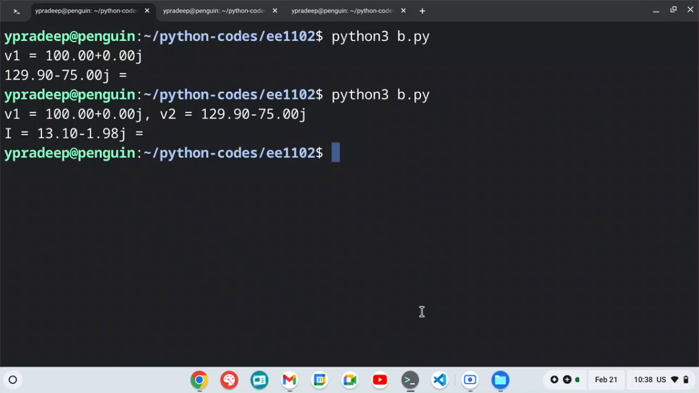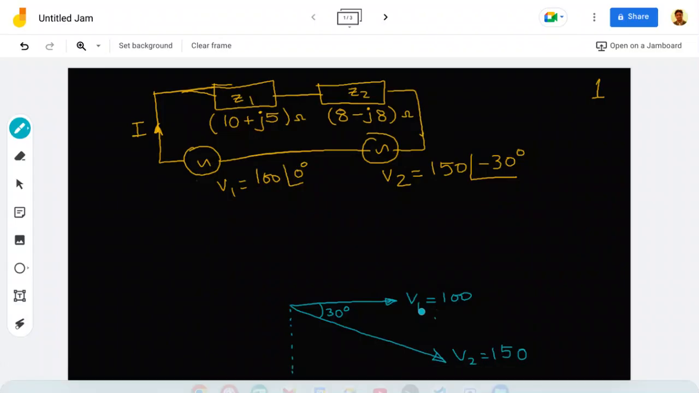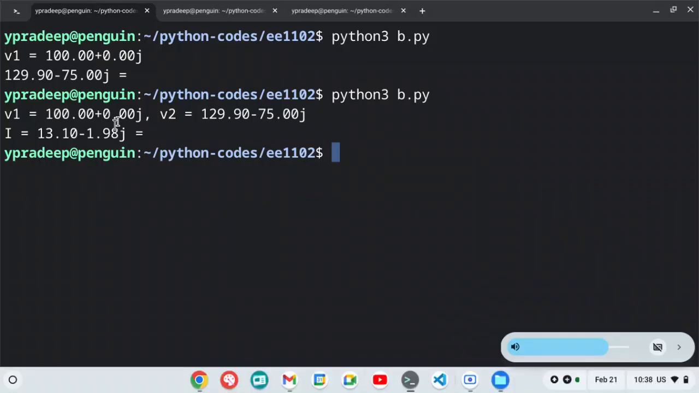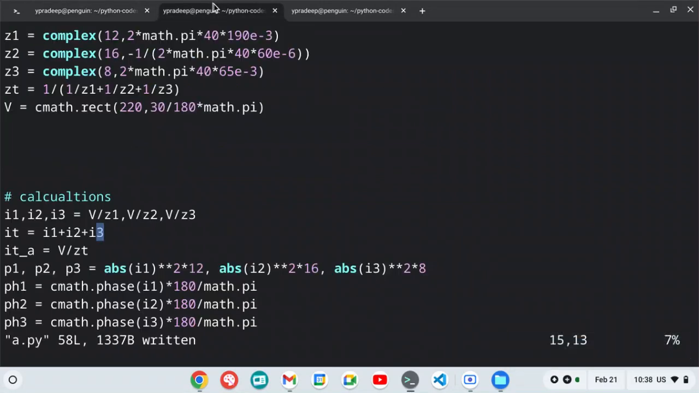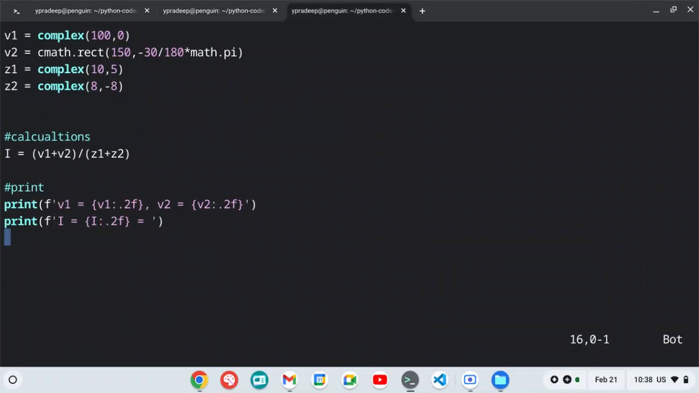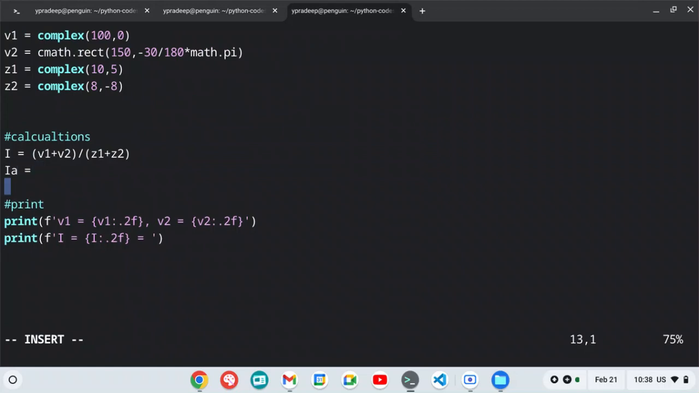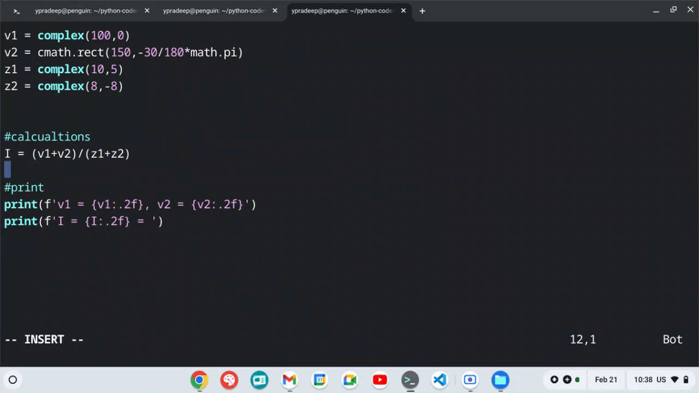But more interestingly, here I got the I as 13 minus j1.98. That means what? The current is lagging because the second component is negative. Okay? I want to know the angle of the current. So let's calculate that. I go here and let's calculate the angle of the current. So how do I calculate? In fact, I can directly print it here.